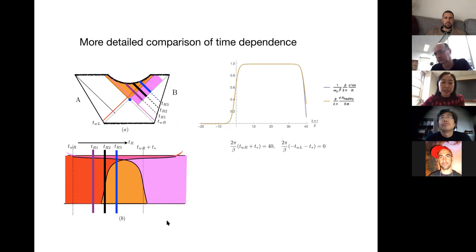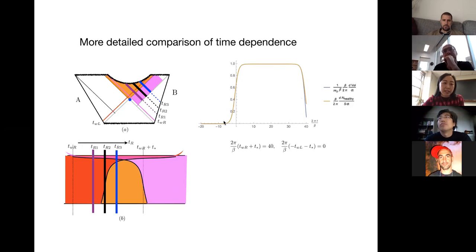One can look at a more detailed comparison of time dependence here. So let's do this. We increase the write time and see how the volume of post-collision region grows as a function of write time. The rate of increase of the volume here is given in this blue line. And on the other hand, from the quantum circuit analysis, we also look at how the number of healthy gates, the orange region here, grows as a function of write time. We draw it here in this orange line. We see that these two lines also match well.